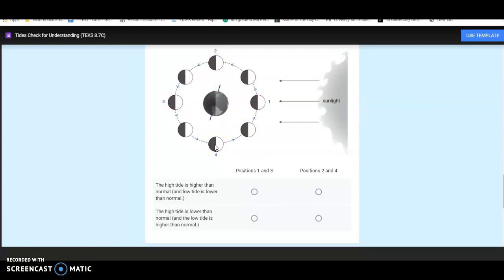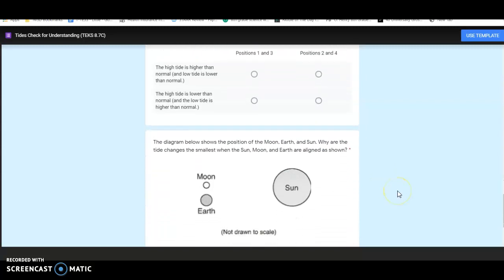And is the high tide that is lower than normal and the low tide that is higher than normal going to occur at positions 1 and 3 or positions 2 and 4? In essence, I'm looking for my spring tides here and my neap tides here. So, a little bit of clarification there.